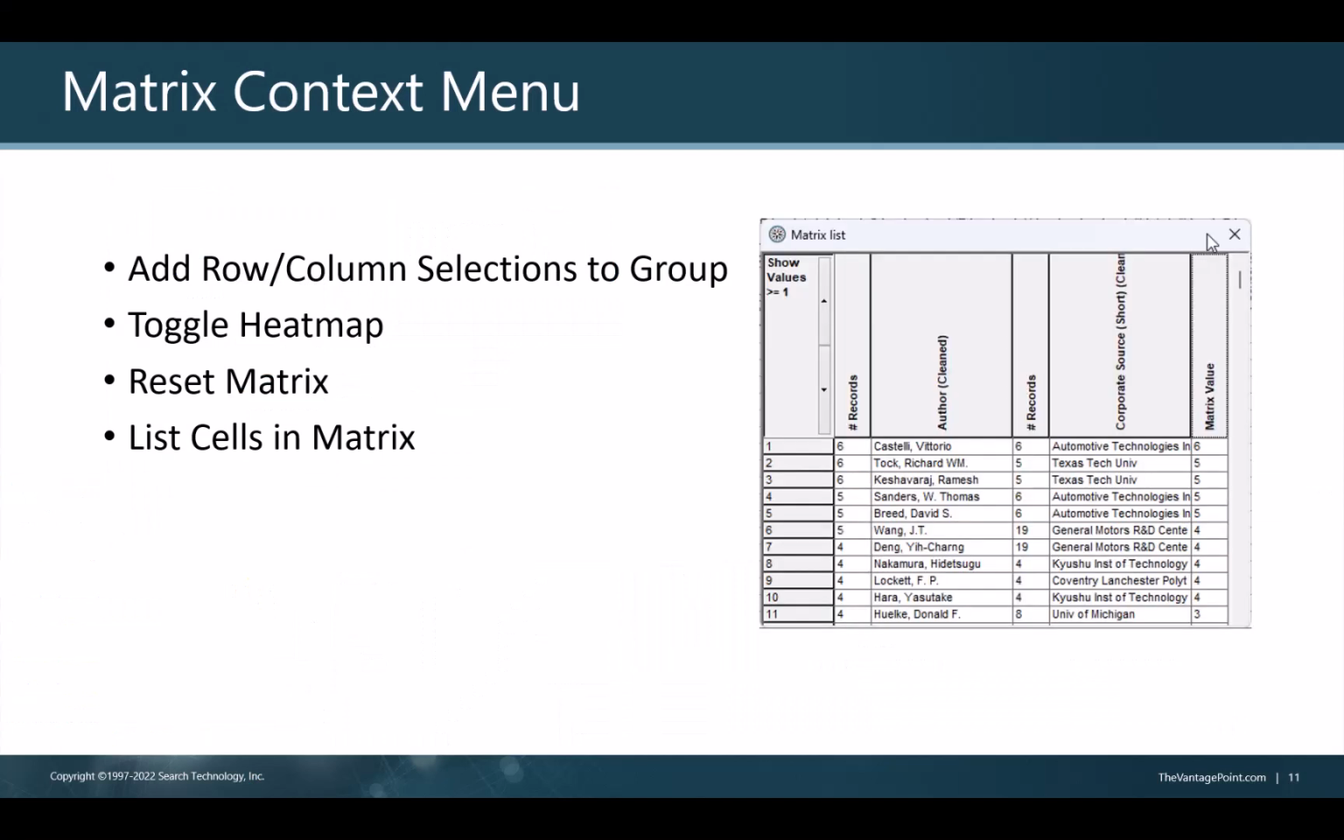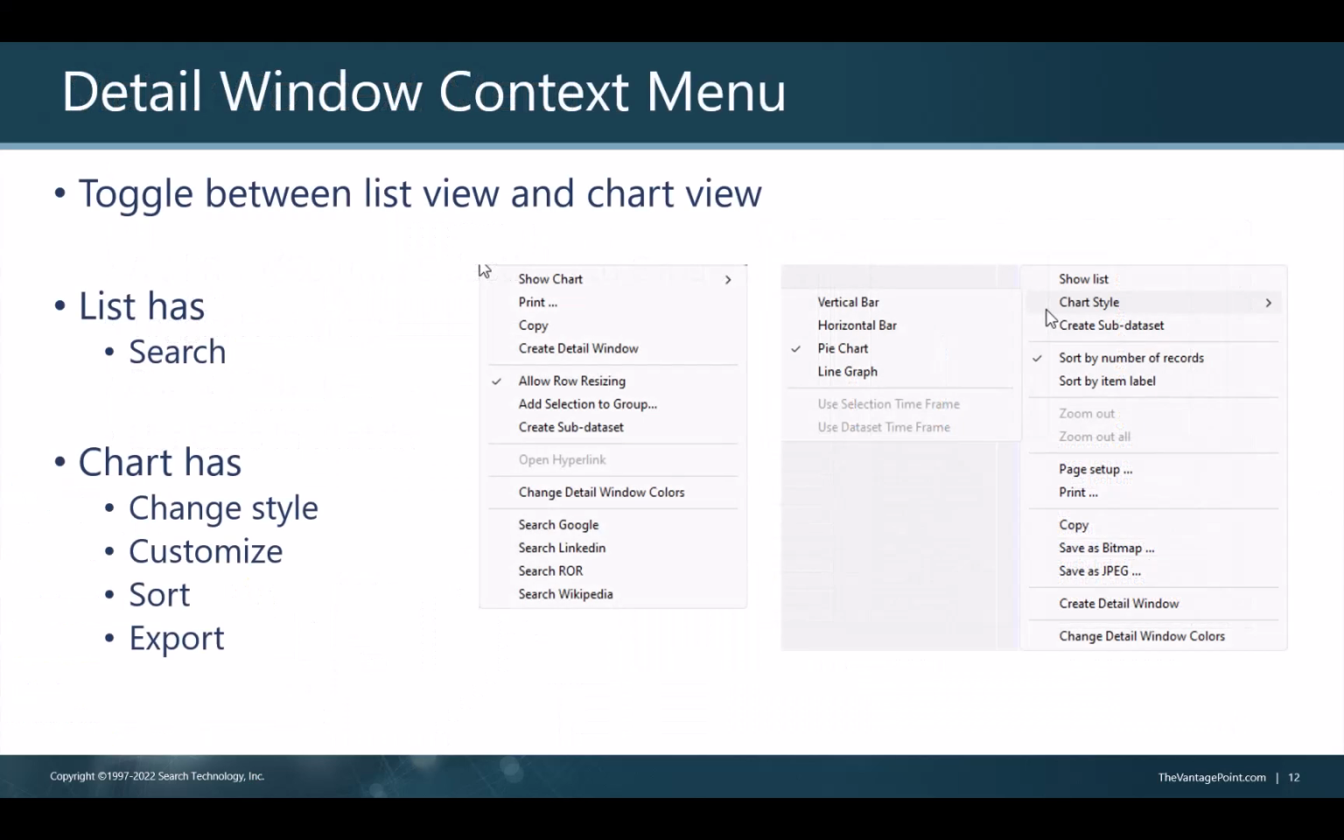But that was the matrix list. Now, detail windows have a slightly different context menu depending on whether you are looking at a list or looking at a chart. Of course, you can toggle between them with the show chart or show list version. The list version of the context window has all those search options just like you're in a regular list.